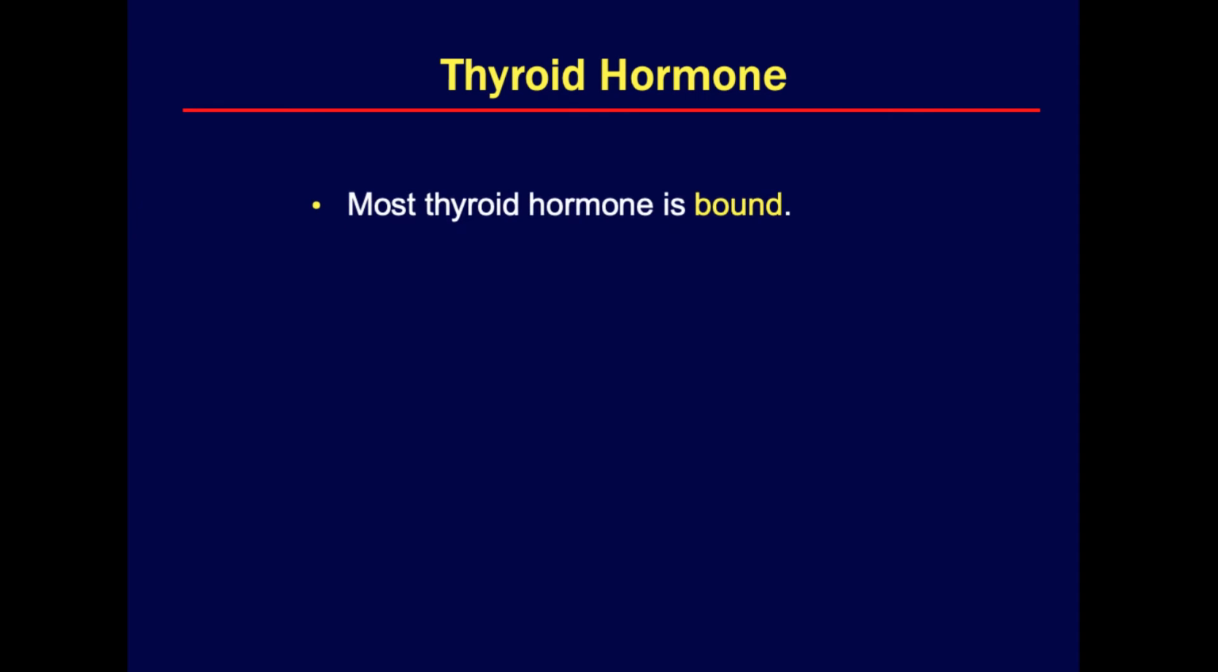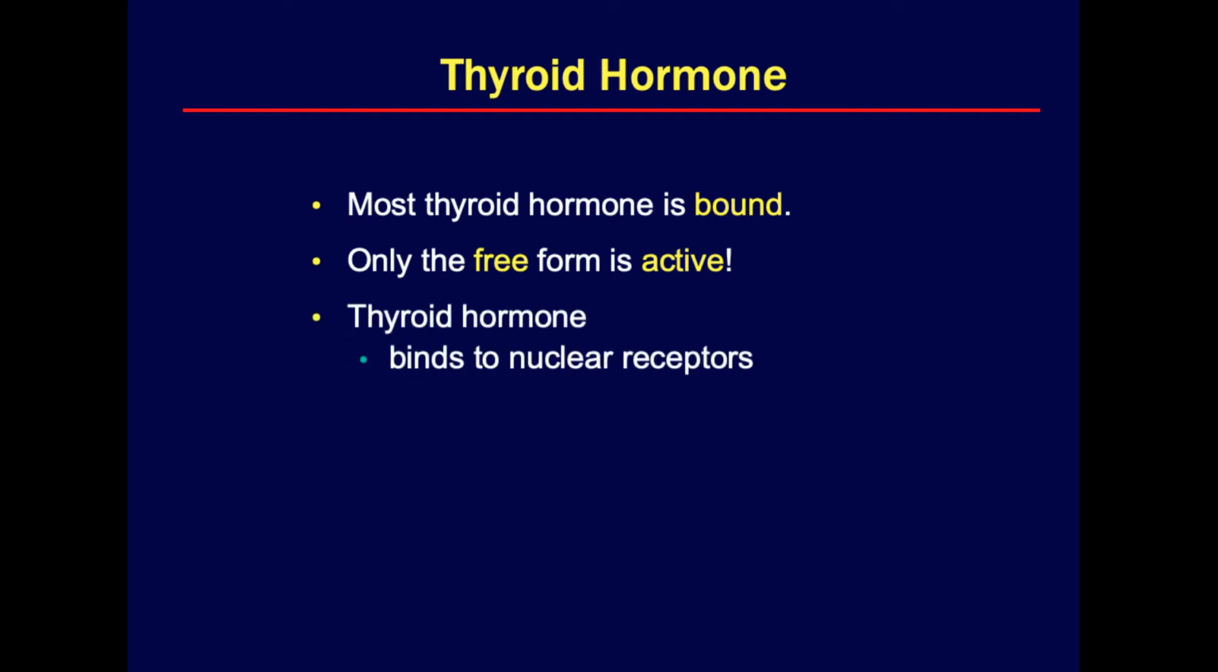So most thyroid hormone is bound to a protein as it circulates through our bloodstream. So T3 and T4 is bound to this protein, and only once it's not bound to the protein is it in the free form and is the T3 and T4 now active. So the thyroid hormone, once it's active, it's going to pass through the cell membrane and to the nucleus, and it binds to nuclear receptors. So T3 and T4 do not bind to receptors on the outside of our cells. They bind to receptors in our nucleus.